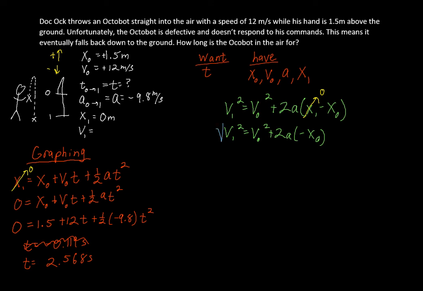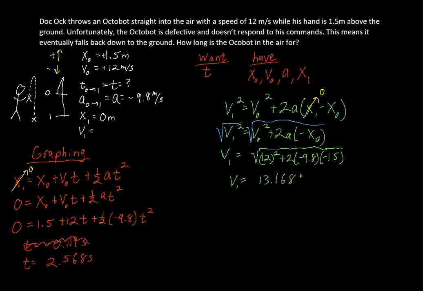Now we ultimately need to get v1 by itself, so we take the square root of both sides. And here's where people make a mistake. You go through and you plug into your calculator and you get a number, and it turns out your calculator lies to you. So when you go to plug into your calculator, v naught squared, well, v naught is 12 squared, plus 2 times negative 9.8 times negative 1.5. When you plug in your calculator, it gives you that v1 is equal to 13.168. And here's the issue. Again, we as intelligent students should recognize immediately that this is a mistake. This is saying that when you hit the ground, you're moving up with a velocity of 13.168 meters per second, which doesn't make any sense.